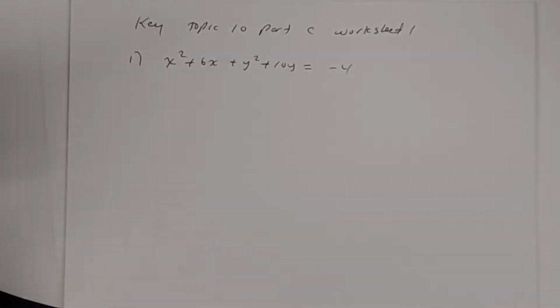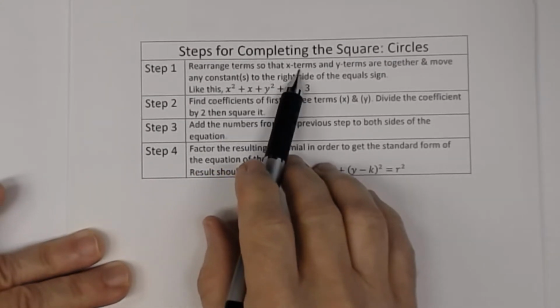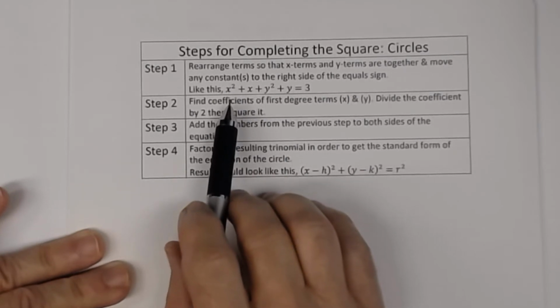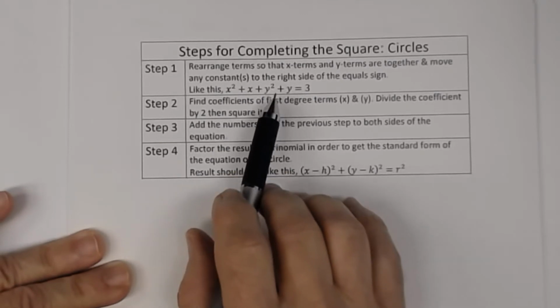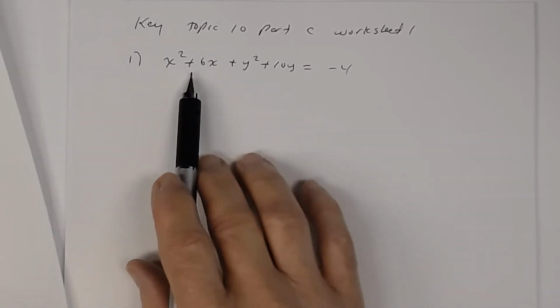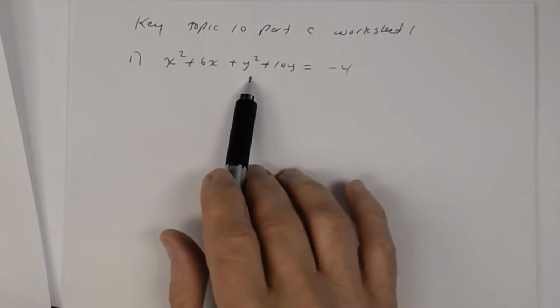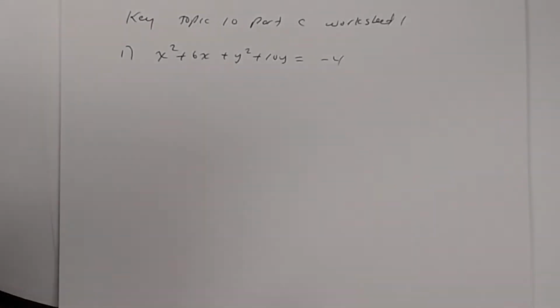Now remember the steps in the lessons. The first thing you need to do is rearrange the terms so that the x terms and the y terms are together, and then move any constants to the other side. So it looks something like this. You have your x terms together, your y terms together, and your constants on the other side. If you look at number 1, it's already in that form.